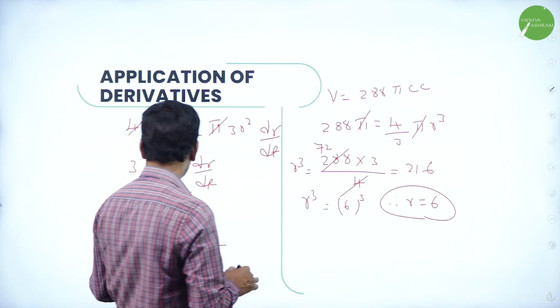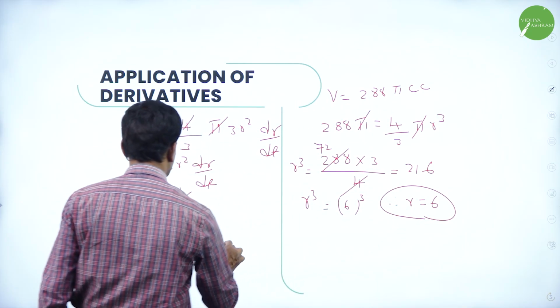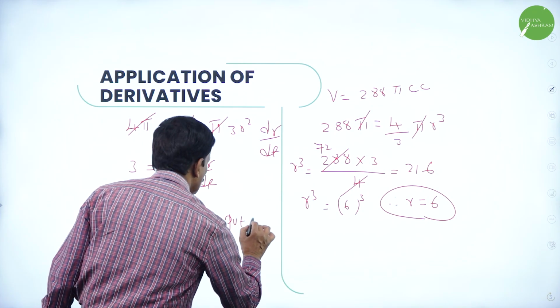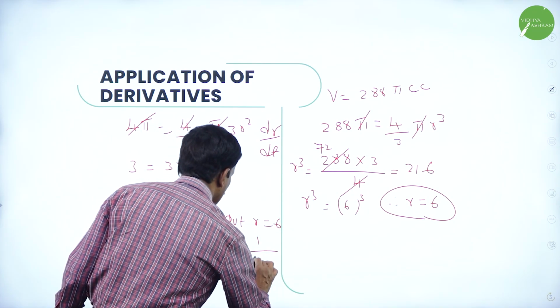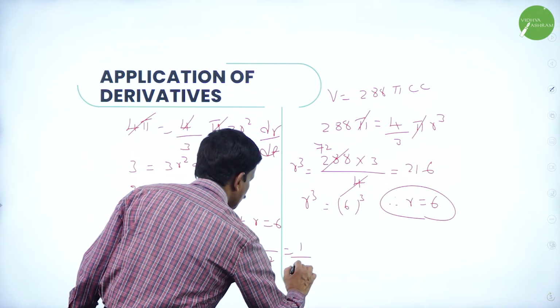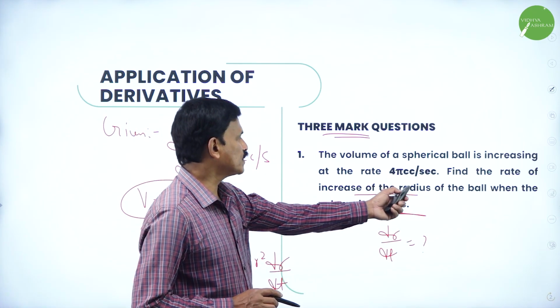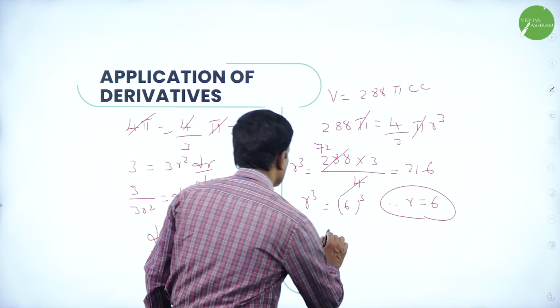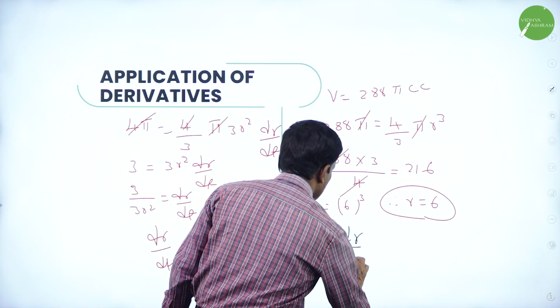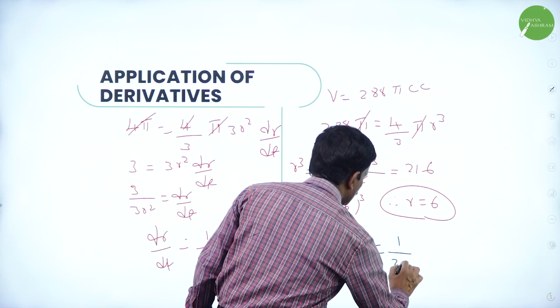Now put r is equal to 6 here. So if you put r is equal to 6, this is 1 over 6 square, that's equal to 1 over 36. Therefore, the rate of increase of the radius of the ball is equal to 1 by 36.